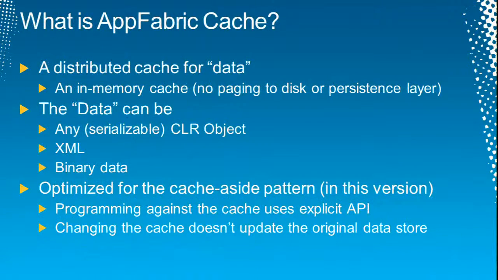So AppFabric cache. AppFabric cache is a distributed cache, where the cache service runs on multiple nodes. If you're using the on-premise version of the AppFabric cache, you decide how many nodes that is, and you install AppFabric cache on some number of nodes and configure it to be a cache cluster for your application.